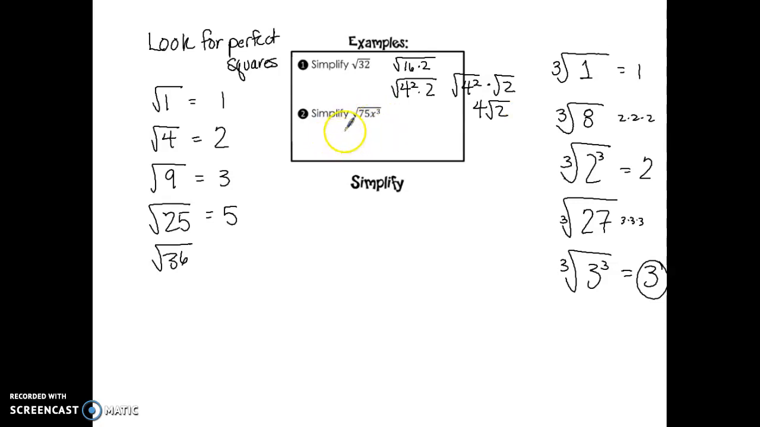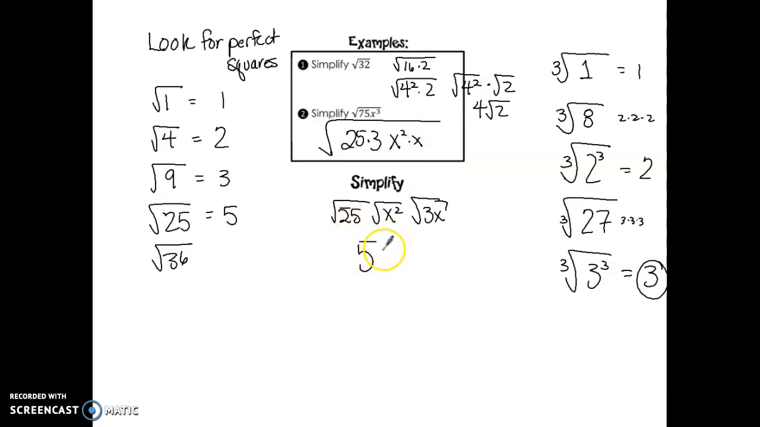When I see 75, you should recognize it's going to be 25 times 3 are the factors of 75. X squared times x, now that we've been doing exponents, that's x cubed. Well, 25 and x squared are perfect squares. Okay, so I'm left with the root of 3 and x. I've just rearranged those. Remember, that's the commutative property. And I know the square root of 25 is 5. The square root of x squared is x. And I'm still multiplying it by the root of 3x.